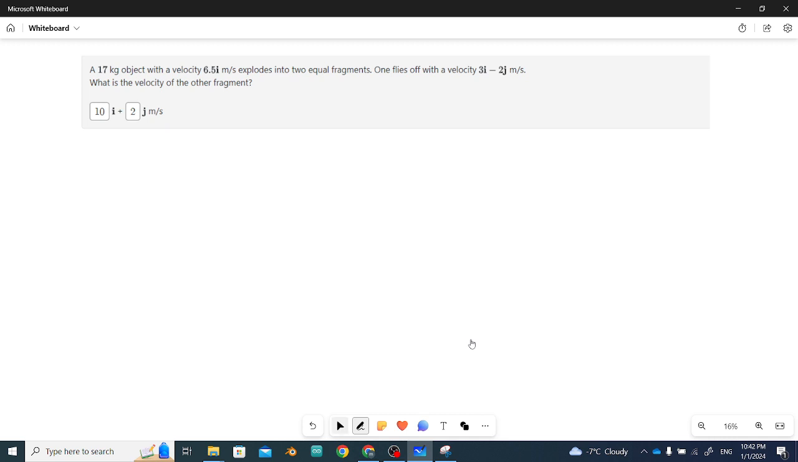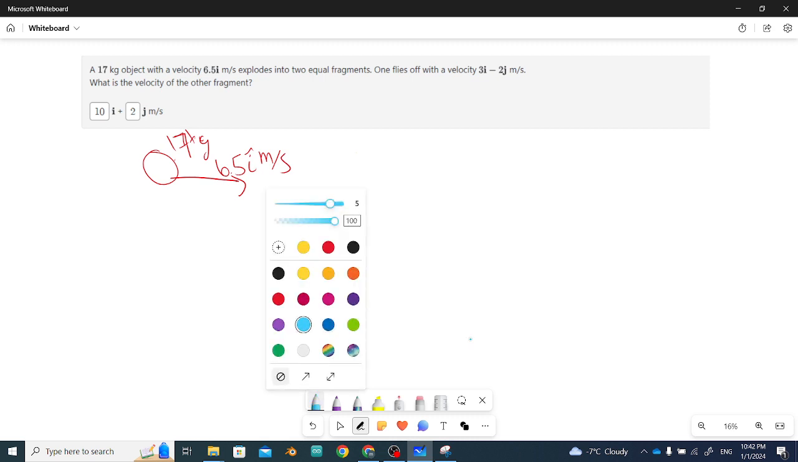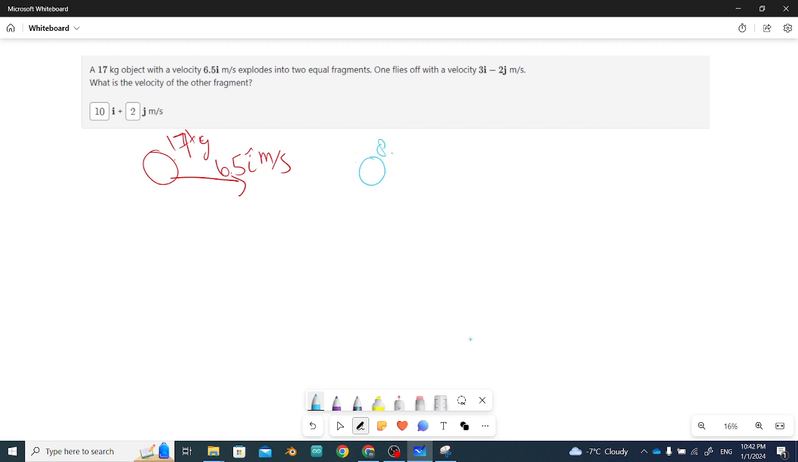So let's draw this. Initially, we have the 17 kilogram object, and it is going at 6.5 i meters per second. Now, the 6.5 i means that there's only an x velocity at the beginning. Now, it explodes into two equal fragments, so they have to be 8.5 kilograms each to make up 17. You just divide 17 by 2 because they're both equal fragments.